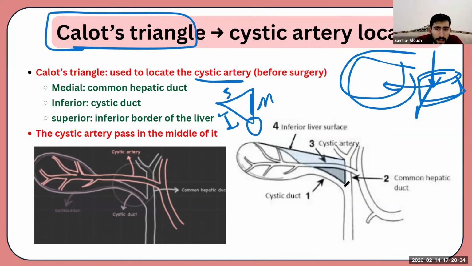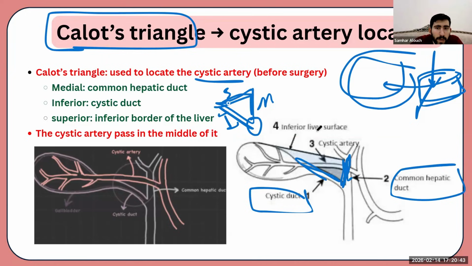The medial part here is made by the common hepatic duct. As you can see, common hepatic duct. The inferior part is made by the cystic duct. And the upper part is made by the liver's inferior border. That's the triangle. And as you can see, the artery passes in it, which is the cystic artery.